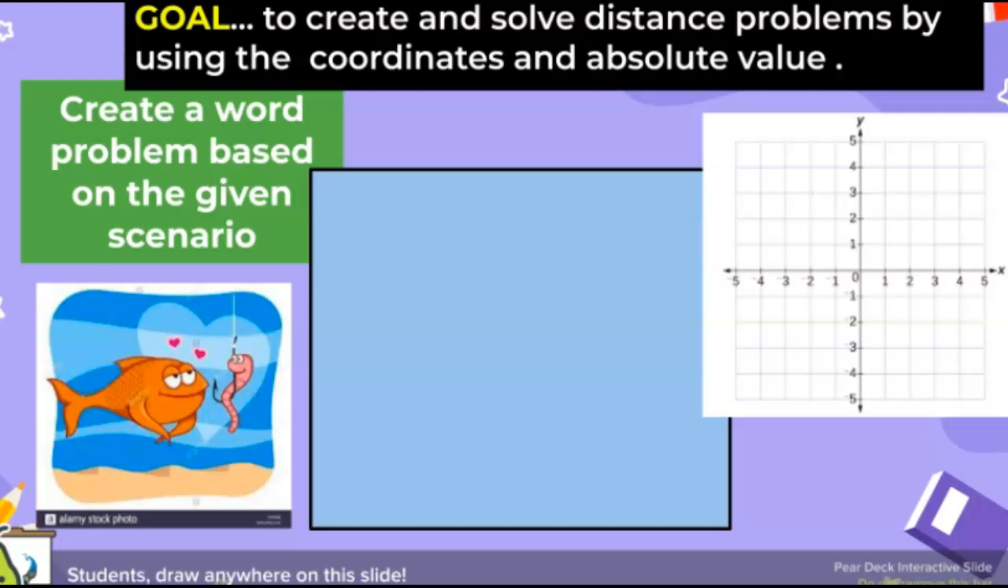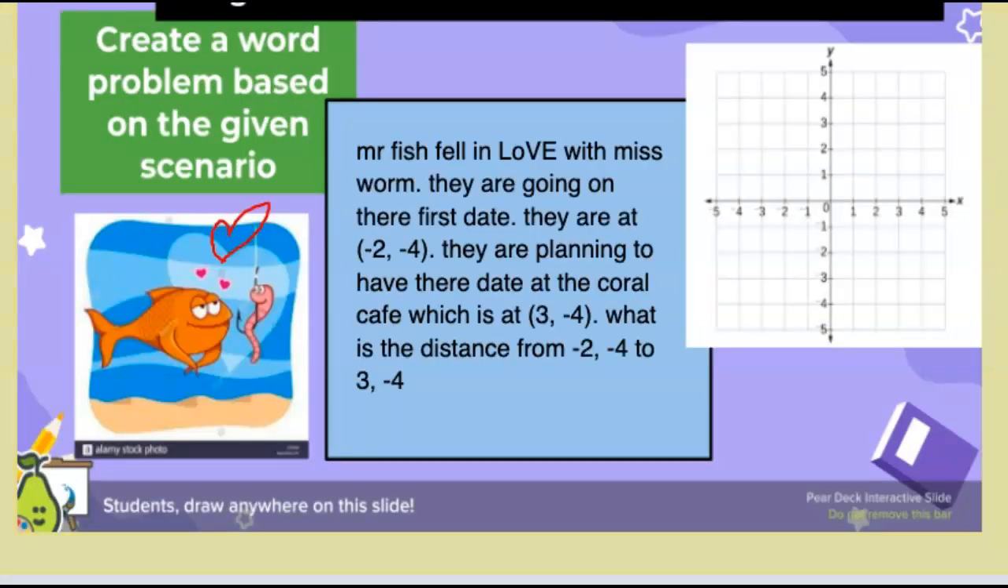All right. Let's start to show some work. So Mr. Fish fell in love with Miss Worm. They're going on their first date. You're really creating a story. They are at (-2, -4), and they're planning to have their date at a Coral Reef Cafe, which is (3, -4). What is the distance from that? That is a very fancy one, but I like it. It's a story.